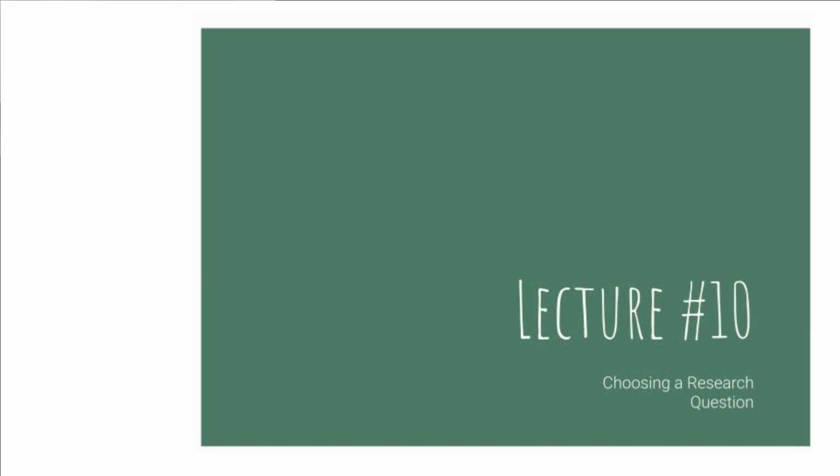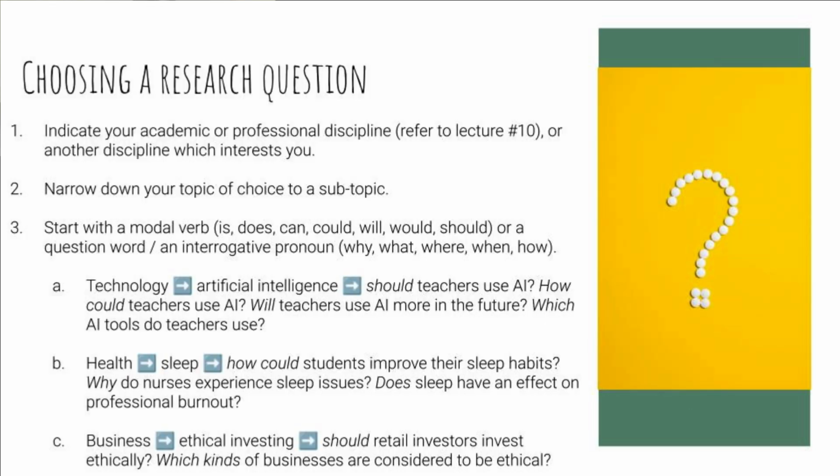Hello, welcome to lecture number 10. In this lecture, we're going to actually choose a research question. Choosing a research question, the first thing you should do is to indicate your academic or professional discipline if you have one. If you're not sure yet, if you're going into first year, a lot of you are just getting a feel for things and not knowing exactly which major you want to focus on, or what your future career is going to be. So if you want it to be a bit more open-ended, just choose something you're interested in, okay?